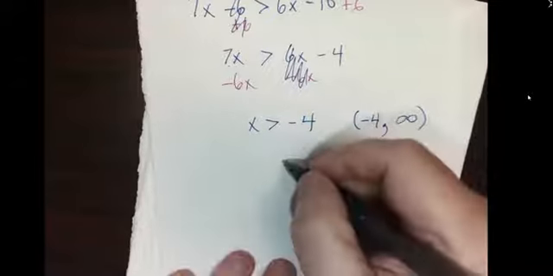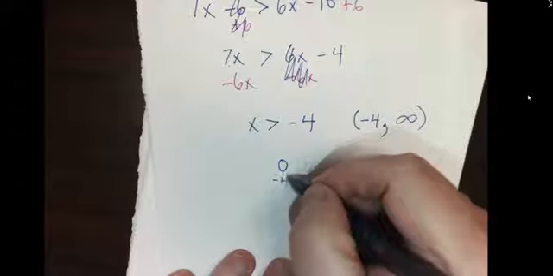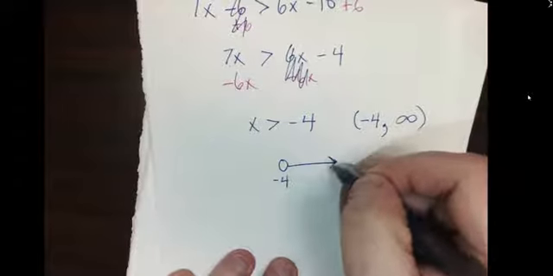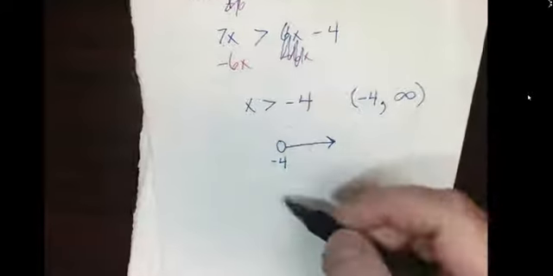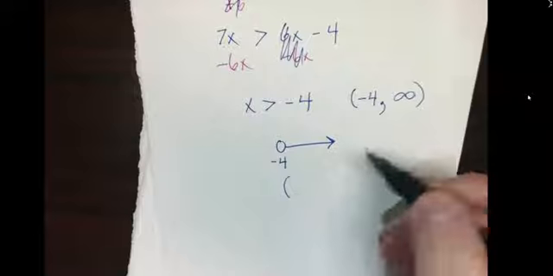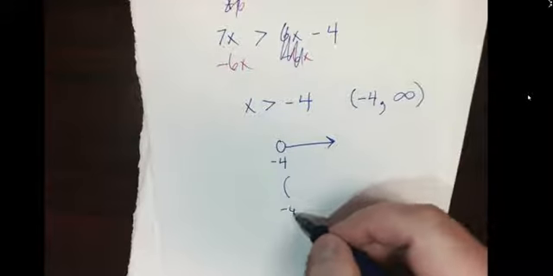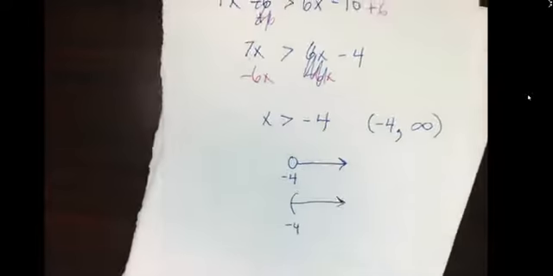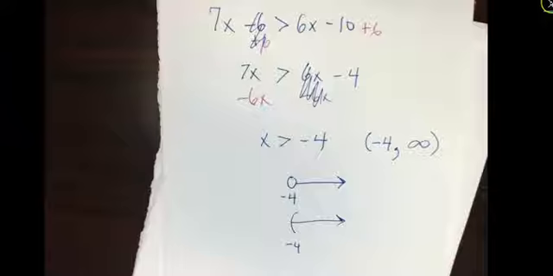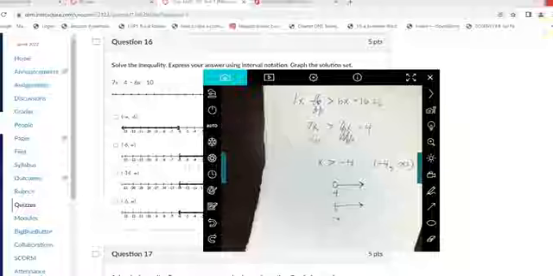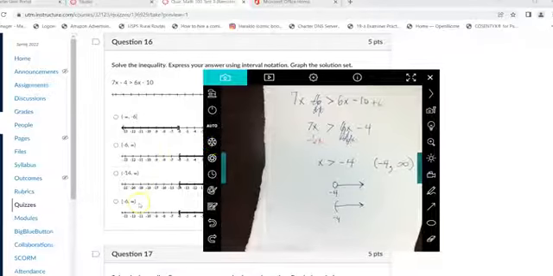On the number line, you'd have negative 4 here. You would not include it because it's strictly greater than. Sometimes it's written with that parenthesis. Okay, so let's see what they've got. Which one matches that?